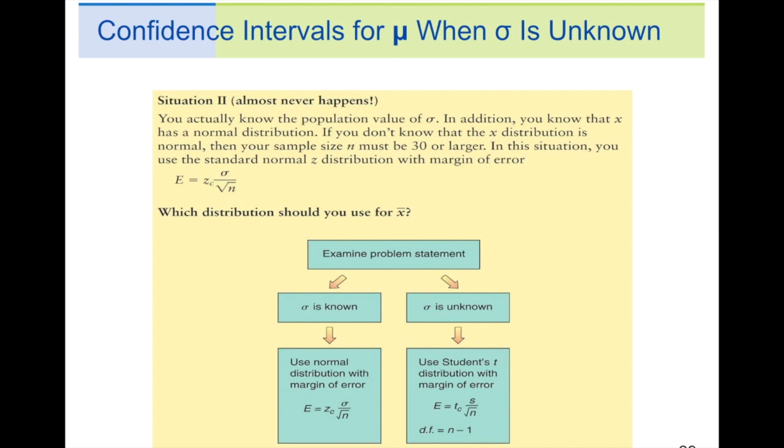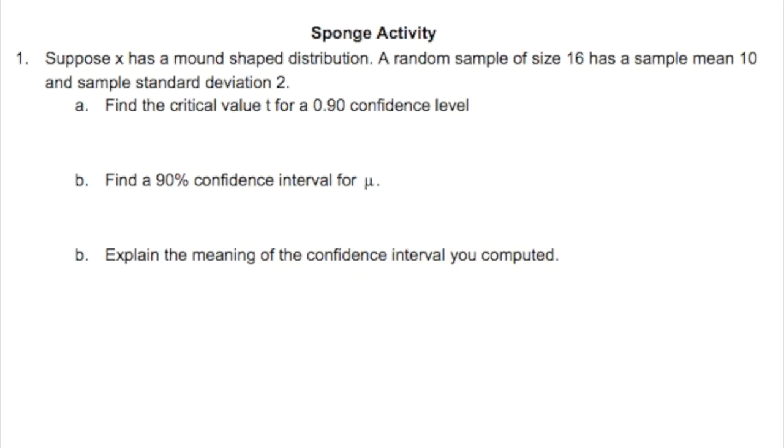If sigma is unknown, use the student's t distribution with margin of error t sub c times s over the square root of n, with degrees of freedom n minus 1. Now time for the sponge.